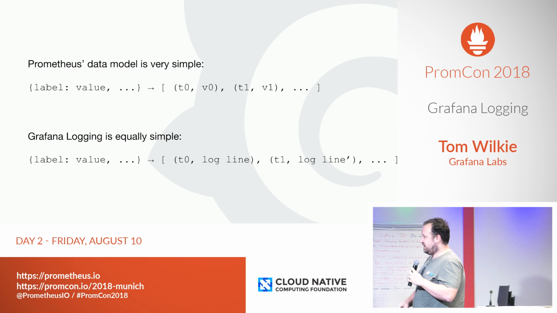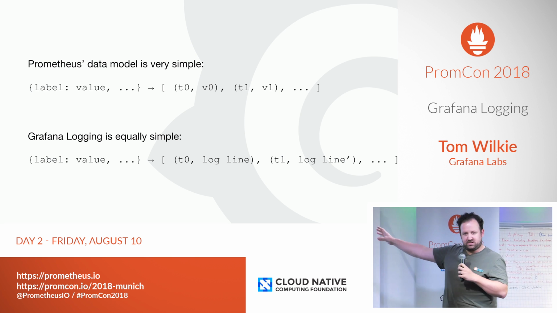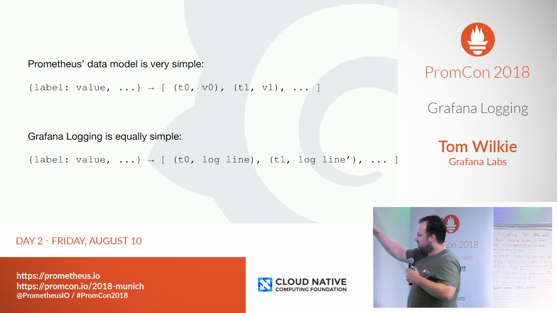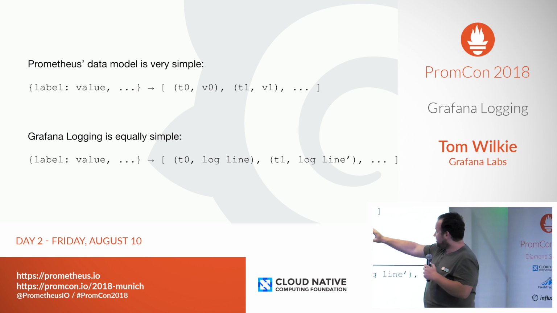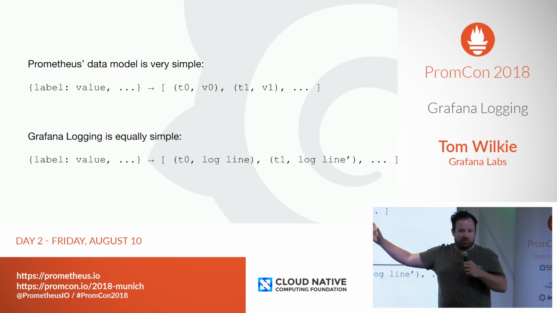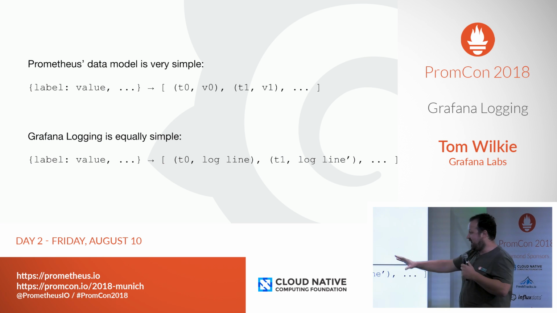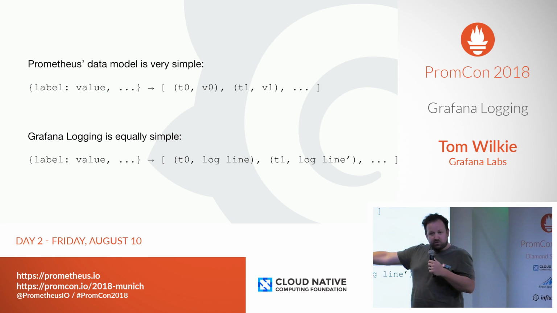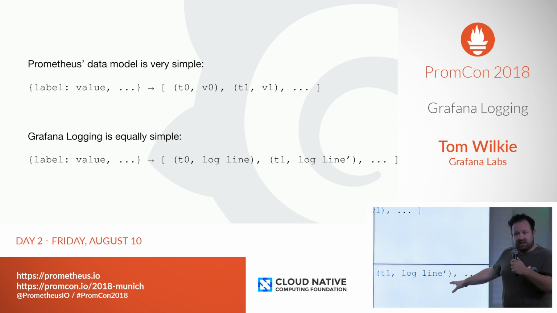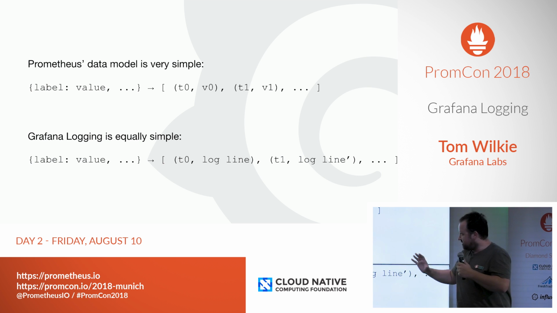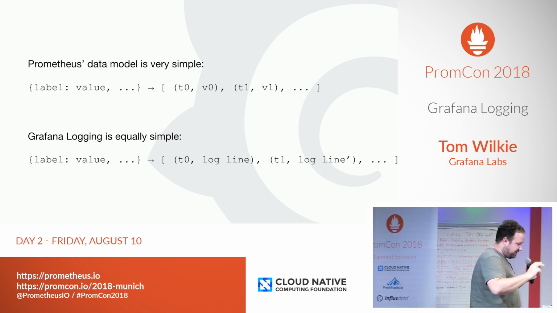So what is the idea behind the logging stuff? Well, Prometheus's data model is lovely and simple, easy to explain. You've got a set of label values that points to a time-indexed array of float64 values. The logging idea that we're going with, we don't have a name for it yet, so we're just calling it Grafana Logging, is the same. You have a set of label values, and it points to a time-indexed stream of log lines. It's basically Prometheus for logs, if you like.